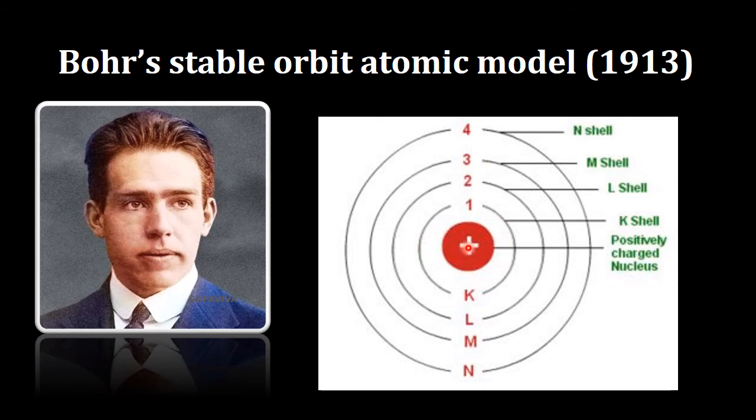In the center is the nucleus which is positively charged, and here he explained that electrons are revolving in orbits around this nucleus. He named these orbits as shells. Names were given as K shell, L shell, M shell and N shell.